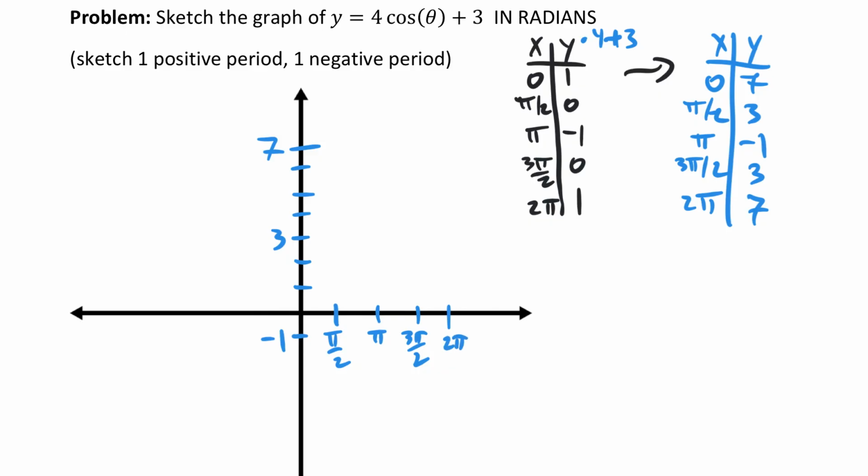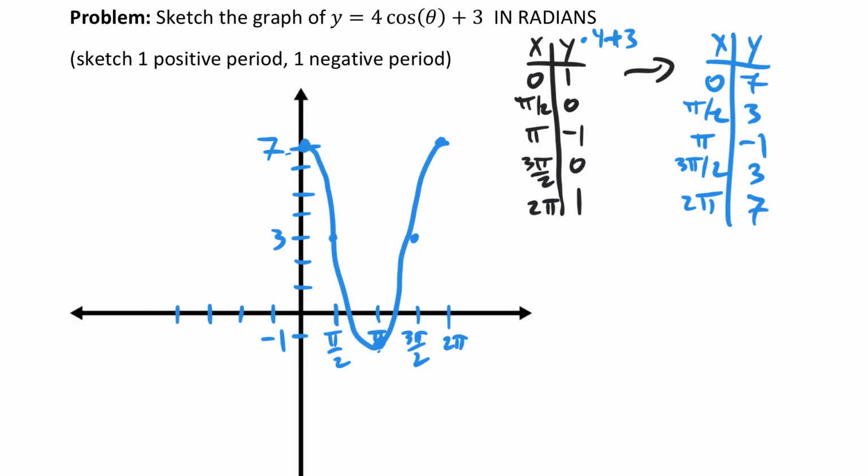So let's go ahead and plot those points. At 0, we're up at 7. Then we're down here. Then we're down to the bottom, back to the middle, and back up. So remember, cos has that nice valley shape. But now we have to keep going, one positive and one negative period. Now I think the negative period is a little bit easier because we could just count this way, and these are all just negative values.